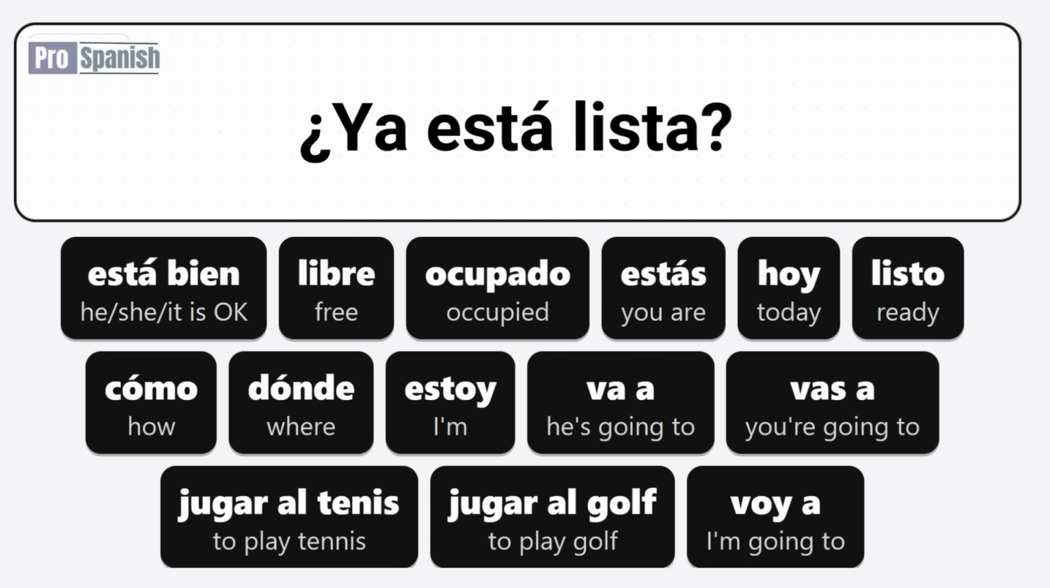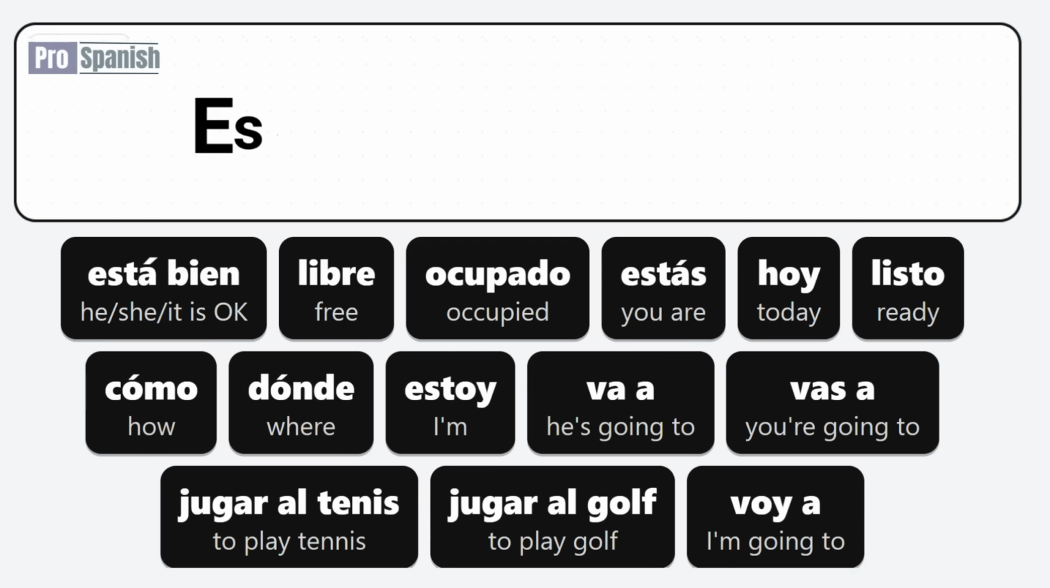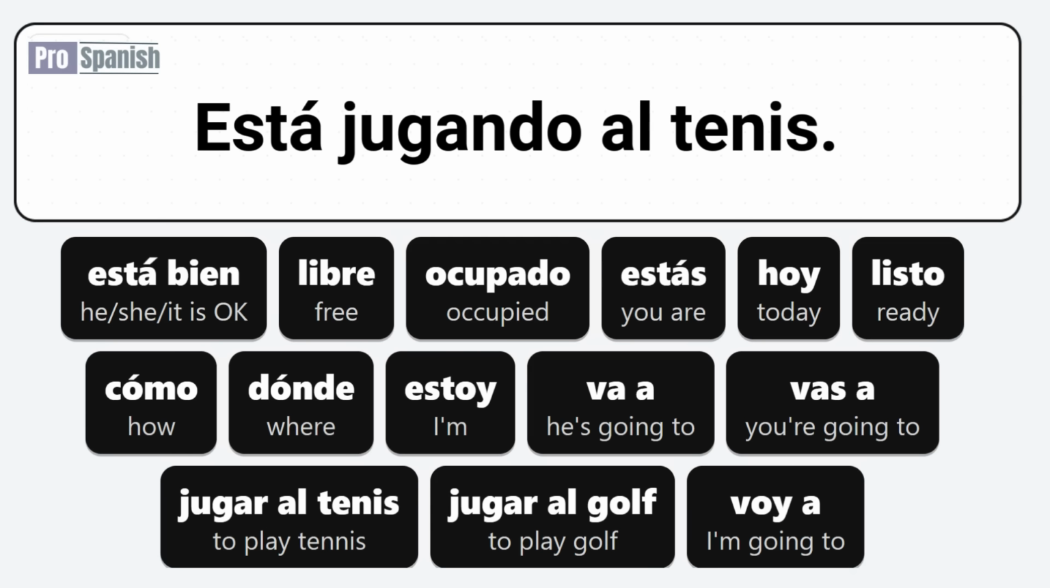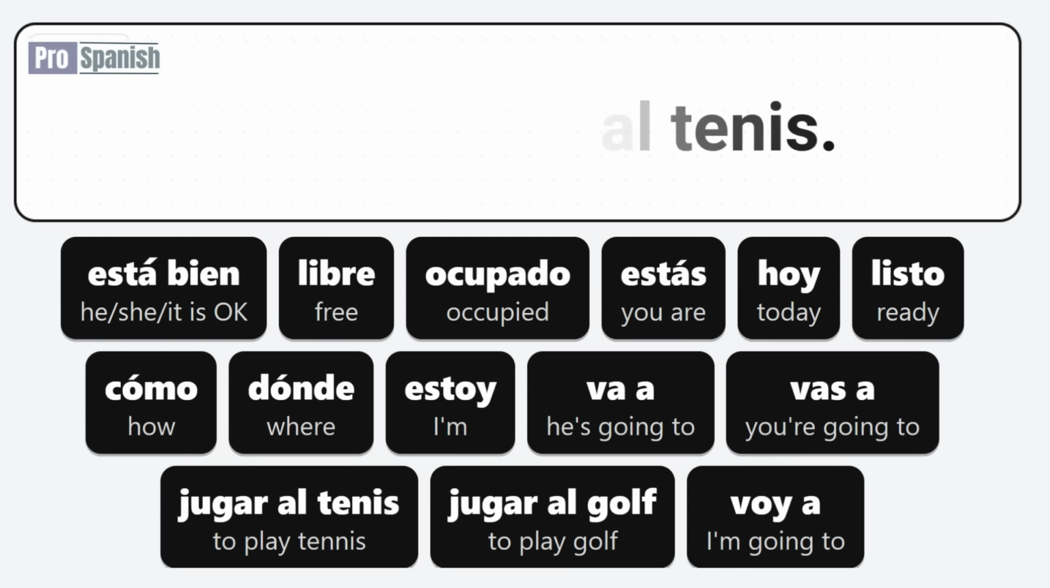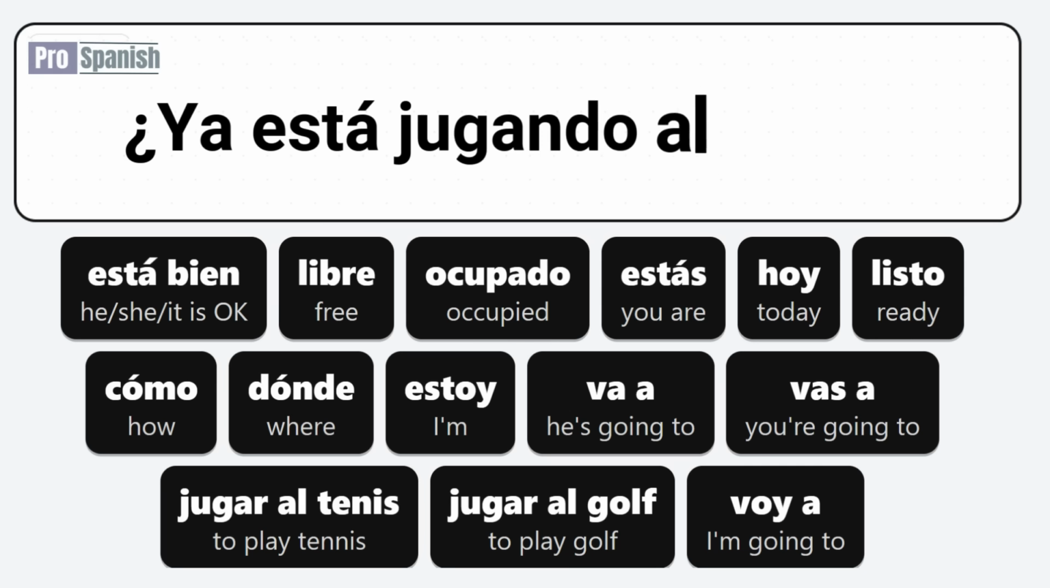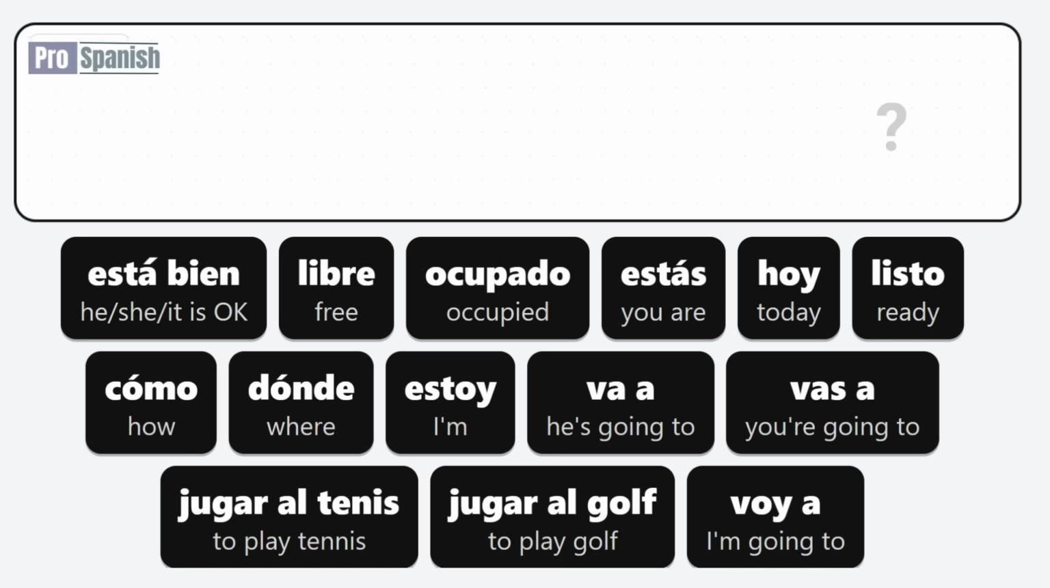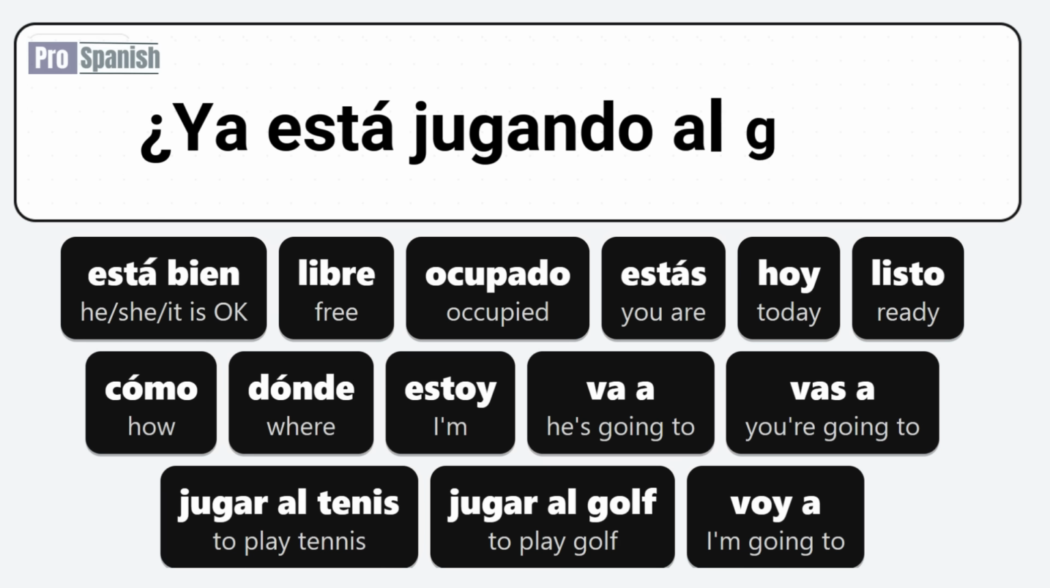And using to play tennis, well, let's change it to jugando al tenis, playing tennis. So he's playing tennis would be está jugando al tenis. How would you ask the question, is he playing tennis yet? ¿Ya está jugando al tenis? How about, is she playing golf yet? ¿Ya está jugando al golf?